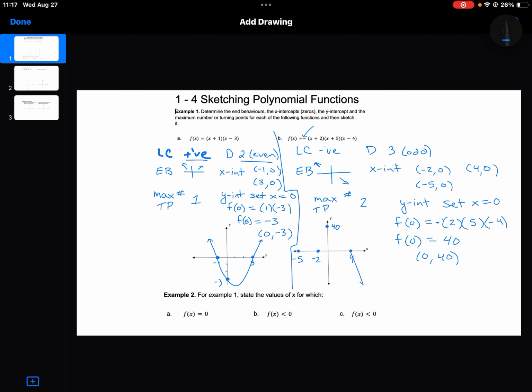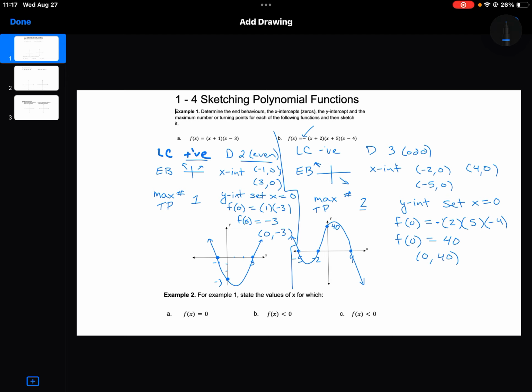And I know that it's going down to the right. Okay, this tail is going up to the left. And I know that my maximum number of turning points is 2, which means it changes direction twice, which means that I'm going to go down, back up through this x-intercept, up through the y-intercept, and then change directions again to finish my shape of the graph.